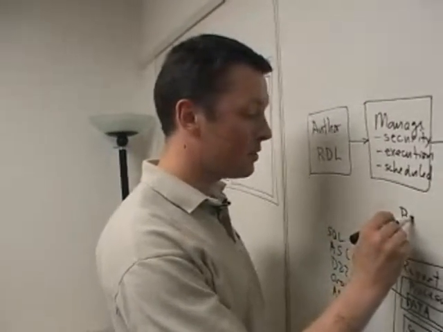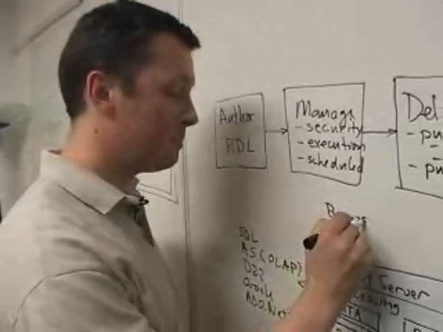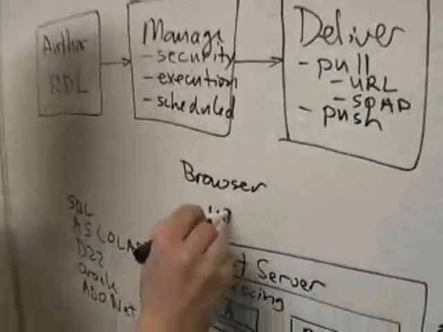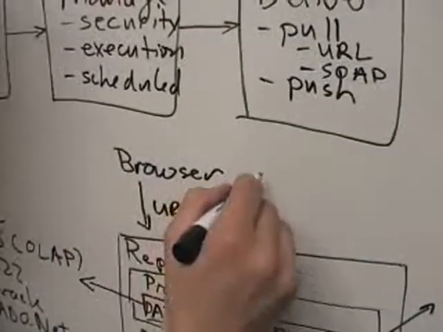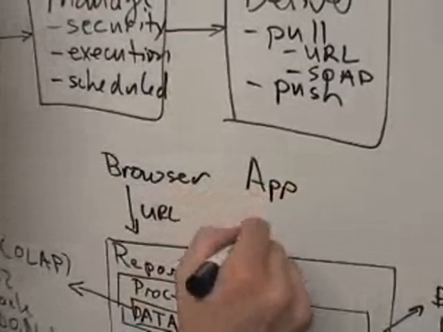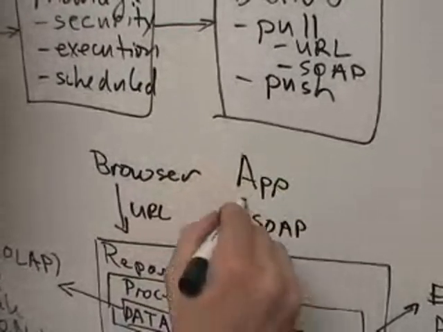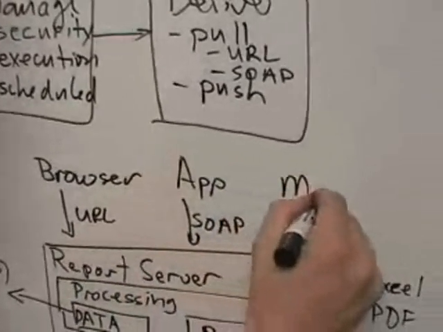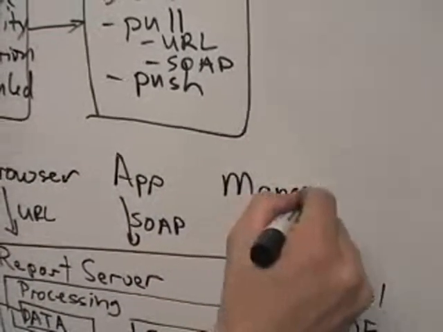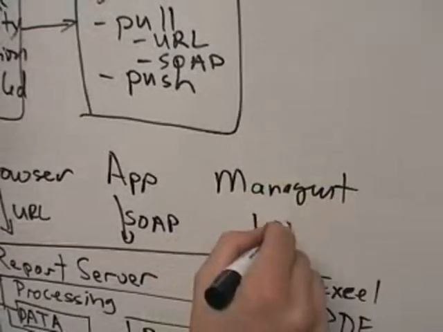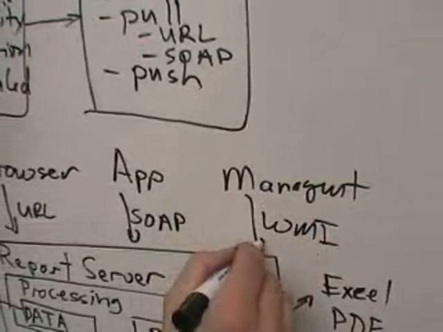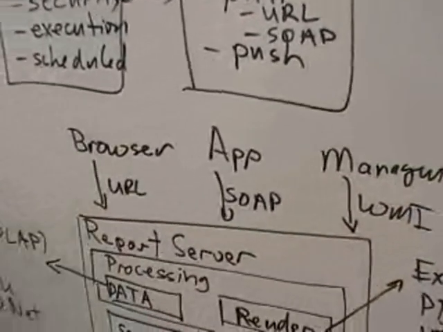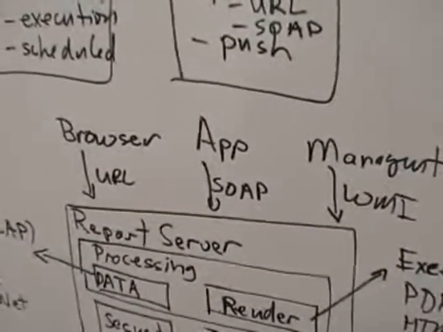One is what a browser would use, which is to use a URL. The second, an application would use, which is SOAP. And the third, management tools, which is WMI. In this talk, we're going to talk about the URL and SOAP applications.